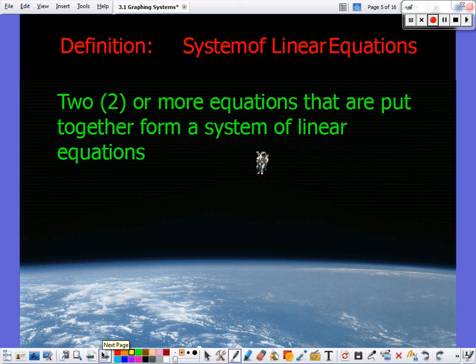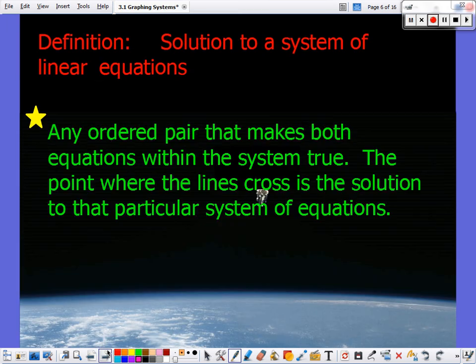Now when we talk systems of linear equations, what we're talking about are two or more equations that are put together to form a system of linear equations. So in other words, instead of just having one line on a graph, we may have a second one. And so we have two lines on one graph. That's called a system: graphically, you have two or more linear equations on a single graph.